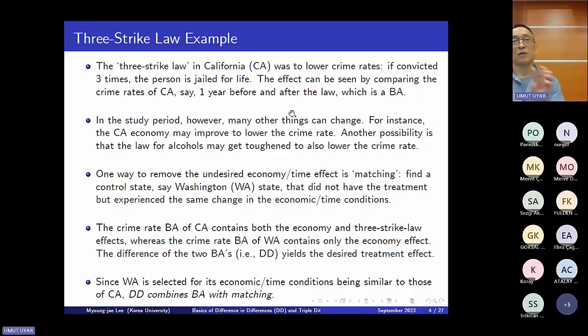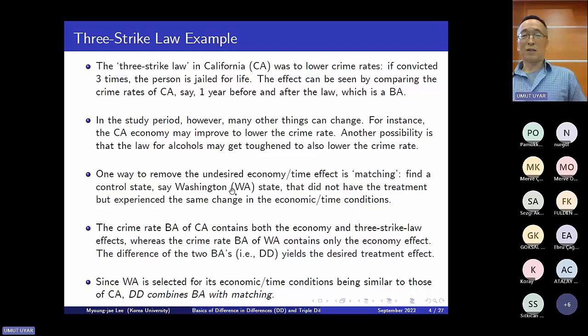But in this BA, the span is 2 years before and after, 1 year before and 1 year after. During the period, other things can change. For example, the California economy may improve, then typically the crime rate drops. And another possibility is that the law for alcohol may get toughened, which also will lower the crime rate. So the issue is how to separate the true treatment effect from these.